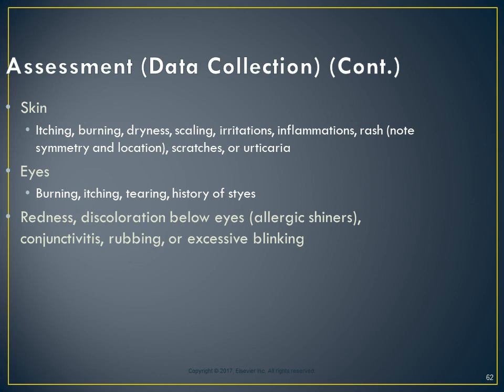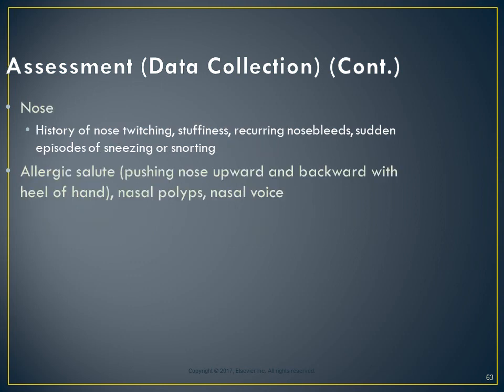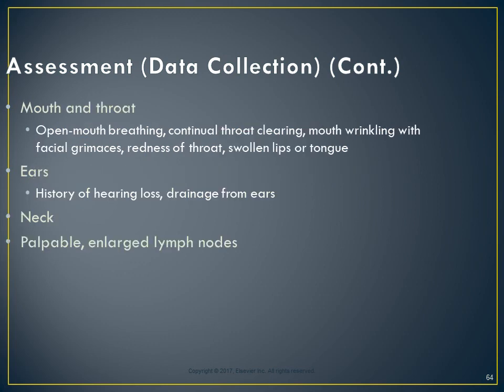Scratches and urticaria. Eyes: burning, itching, tearing, history of styes, redness, discoloration below eyes or allergic shiners, and conjunctivitis, rubbing or excessive blinking. In the nose, we're looking at history of nose twitching, stuffiness, recurring nosebleeds, sudden episodes of sneezing or snorting, allergic salute, pushing the nose upward and backward with the heel of the hand, nasal polyps, and nasal voice. Mouth and throat, we're looking at open mouth breathing, continual throat clearing, mouth wrinkling with facial grimaces, redness of throat, swollen lips or tongue. Ears, we're looking at history of hearing loss, drainage from ears, and then we're also looking at the neck for palpable and large lymph nodes.